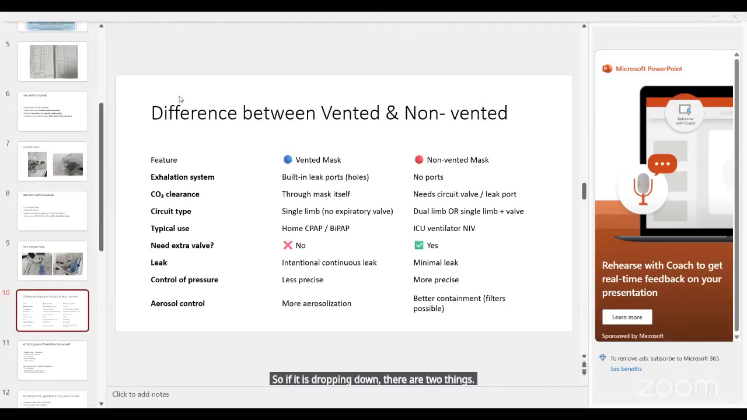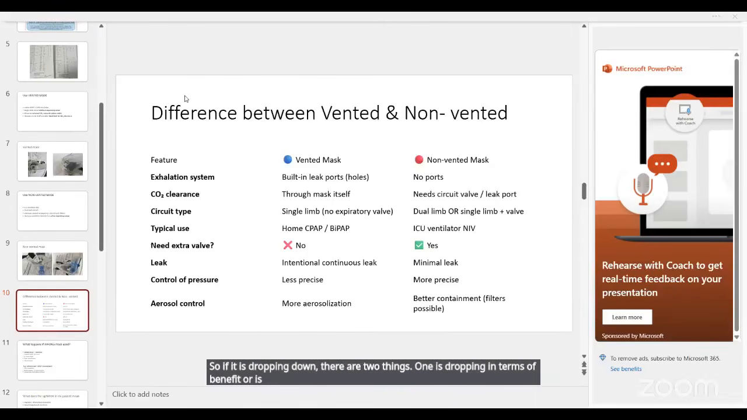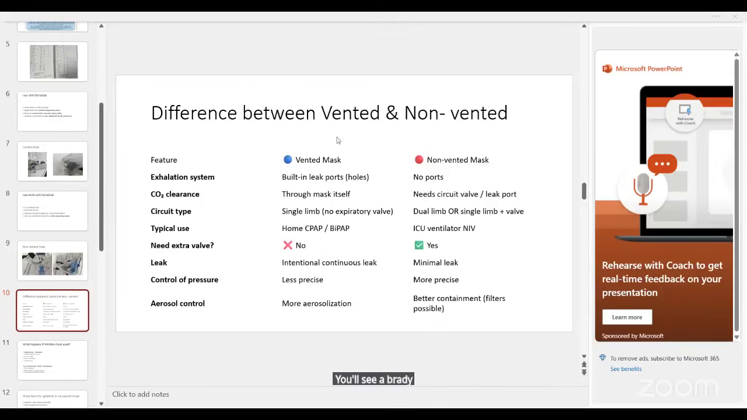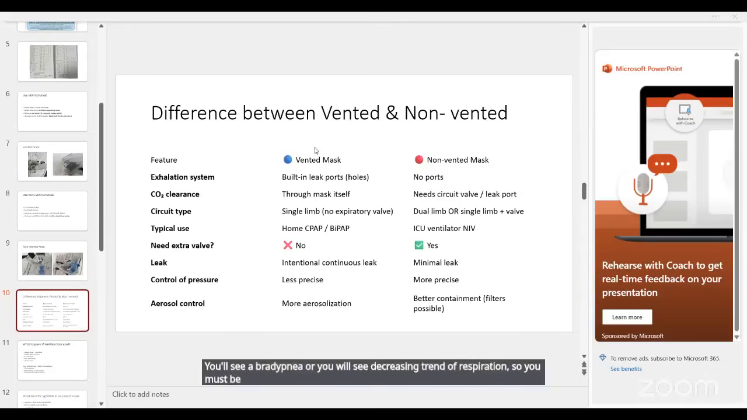One is dropping in terms of benefit, or is the patient being exhausted despite NIV? If the patient has exhaustion, you'll see a bradypnea, or you will see a decreasing trend of respiration. So you must be in a position to differentiate whether the patient is improving or being exhausted despite being on NIV. These are the things that you should monitor.